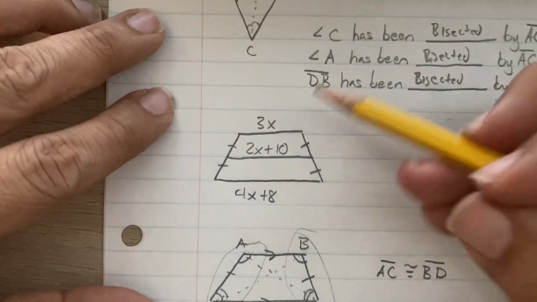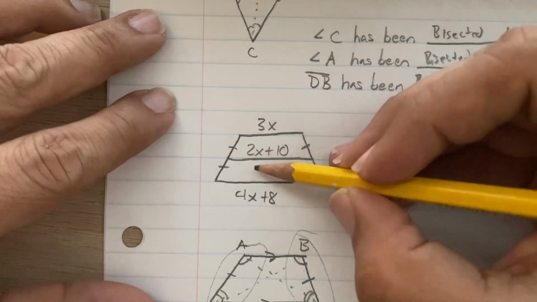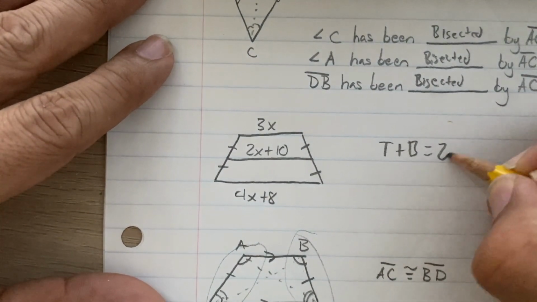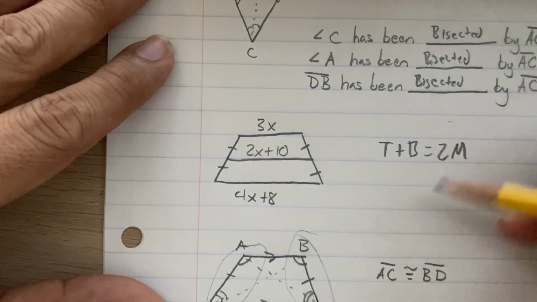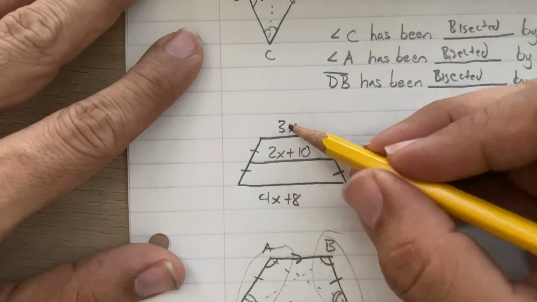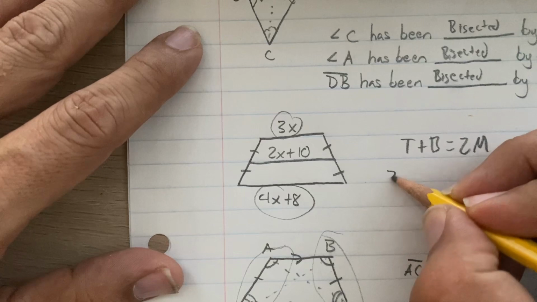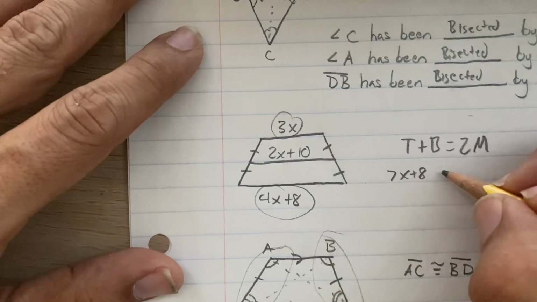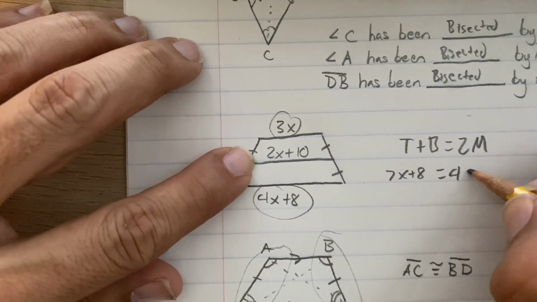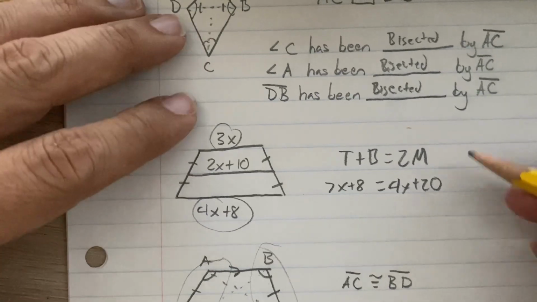Now, when a trapezoid gets cut into two even pieces here, the rule is top plus the bottom equals 2 times the middle. So the top and the bottom are this and this. So if you add them, you're going to get 7x plus 8 equals 2 times the middle. So I'm going to double everything here. So it's going to be 4x plus 20. And then you just solve the multi-step equation.